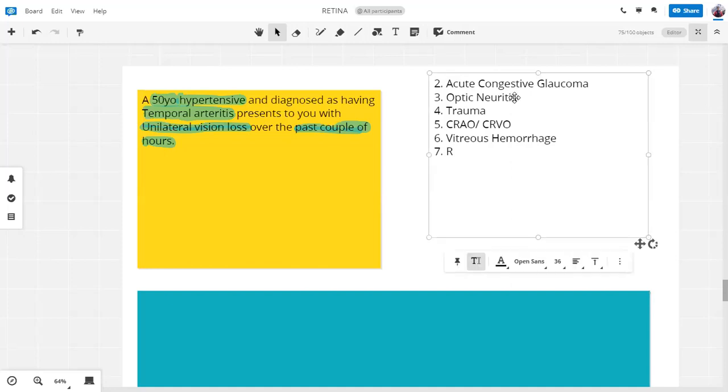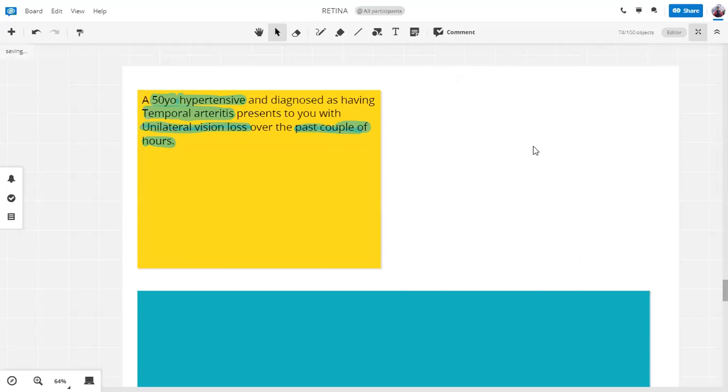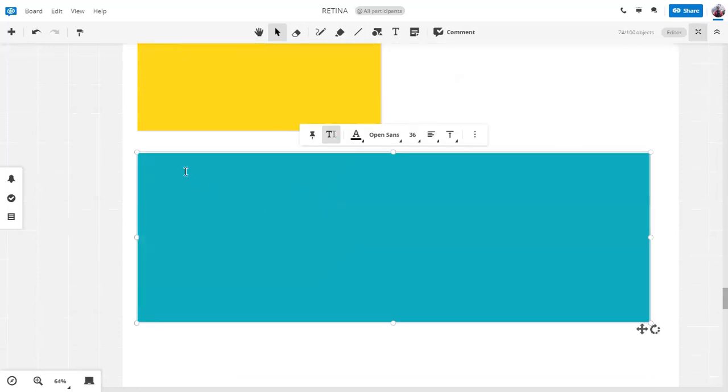Optic neuritis, yes, it can present with sudden vision loss, so we can include this in our diagnosis. So roughly, these are all the diagnoses which we will have to keep in mind. So how will you work up this patient? Visual acuity.